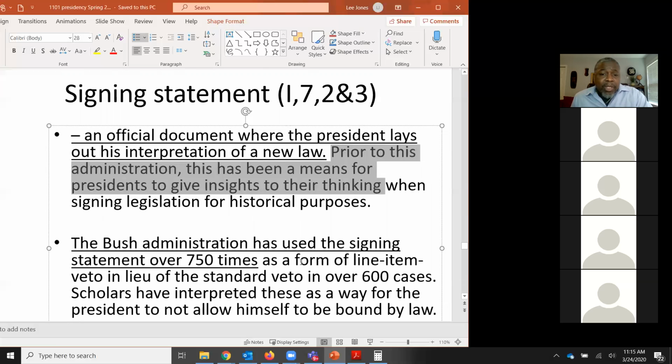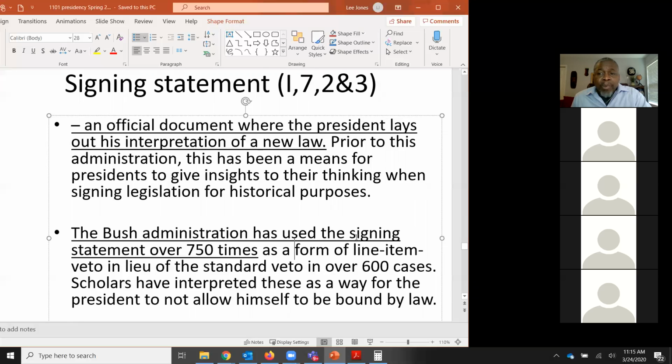Well, and this is something that Bill Clinton asserted the ability to do. The Supreme Court looked at it and found that the line item veto was unconstitutional. But the Bush administration began using the signing statement as a form of a line item veto to pick and choose what laws he will allow himself to be bound by, and then pick and choose what laws he won't have to follow. And the Bush administration did this over 750 times in over 600 cases. We're talking about a large amount of these things, right?